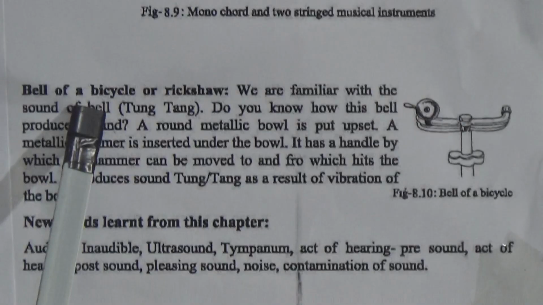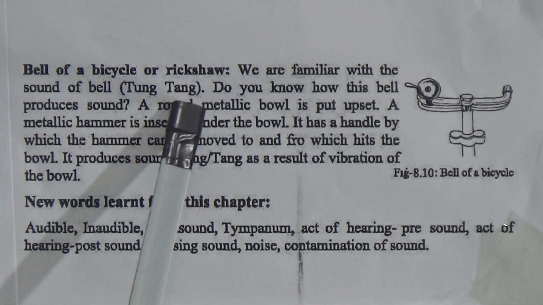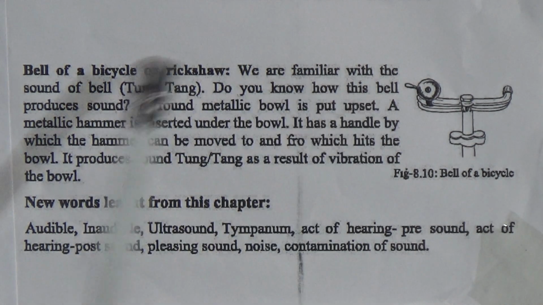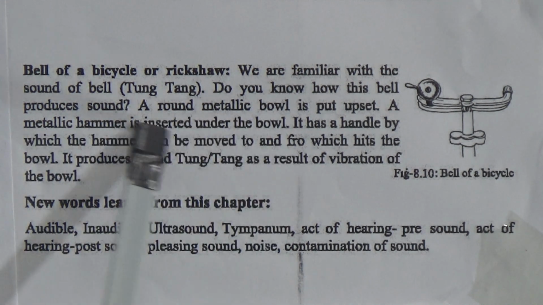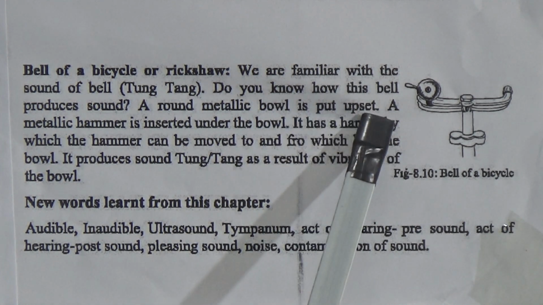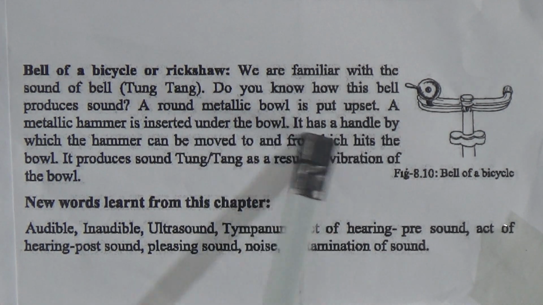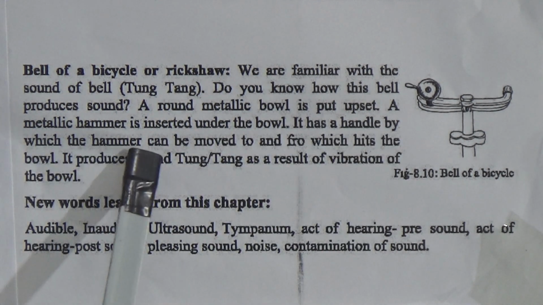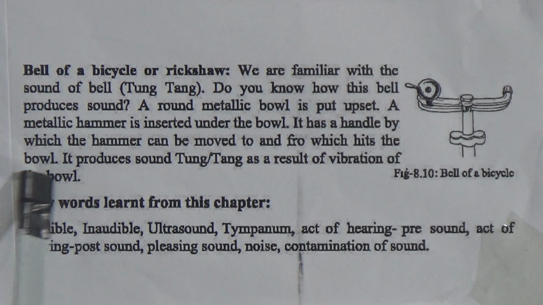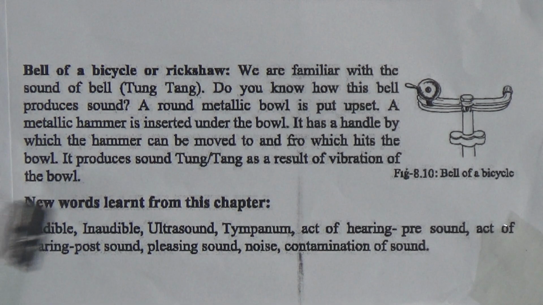Now, bell of a bicycle or rickshaw. We are familiar with the sound of bell, tung tang. This is the expression of sound. Do you know how this bell produces sound? A round metallic ball like this is put upset. A metallic hammer is inside under the ball. It has a handle by which the hammer can be moved to and fro which hits the ball. It produces sound tung tang as a result of vibration of the ball.